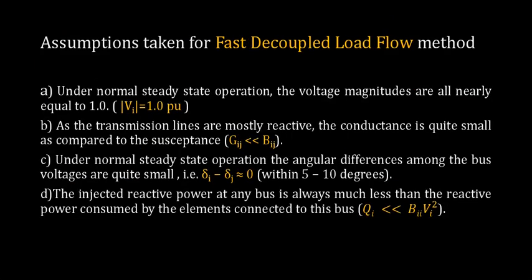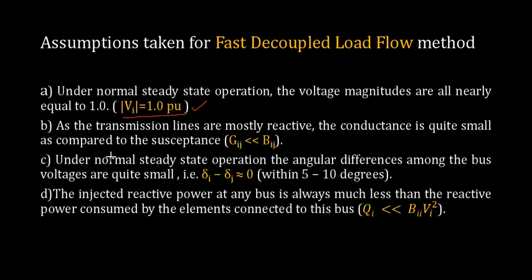There are certain assumptions that we consider before we move on to the analysis. We assume that all the voltage magnitudes at the different buses are equal to 1.0 per unit. That is, all the voltage magnitudes are assumed to be at the rated value, or very close to the rated value, almost equal to 1 per unit. This is the first assumption that we consider.